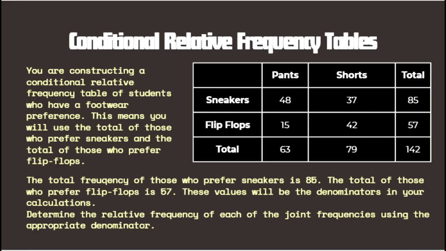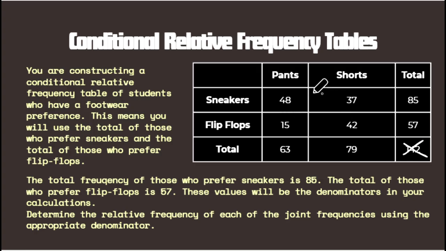Conditional relative frequency tables. You are constructing a conditional relative frequency table of students who have a footwear preference. This means you will use the total of those who prefer sneakers and the totals of those who prefer flip-flops. The total frequency of those who prefer sneakers is 85. You can see that right there. The total of those who prefer flip-flops is 57. These values will be the denominators in your calculations, okay? Because we're doing conditional relative frequencies, we're not using this total. We're using these ones.